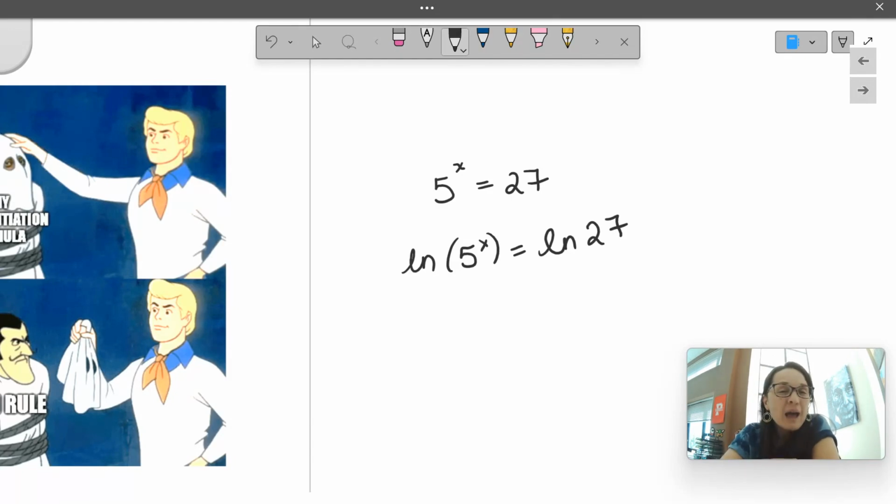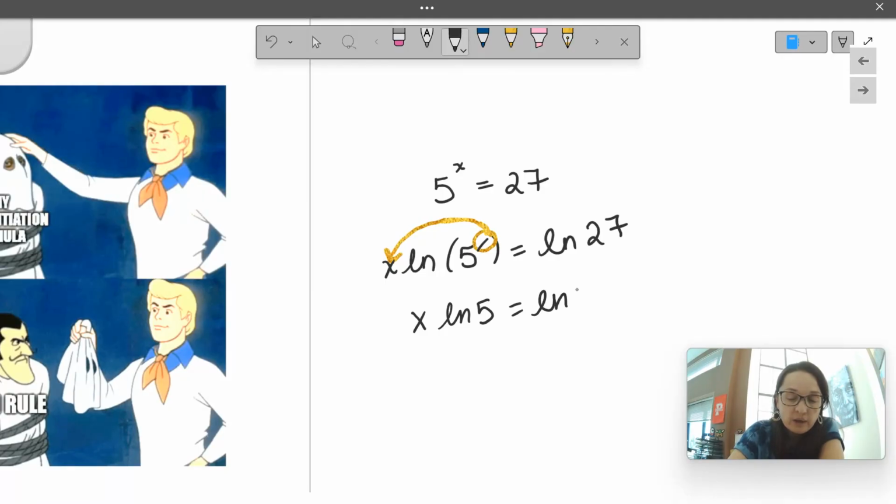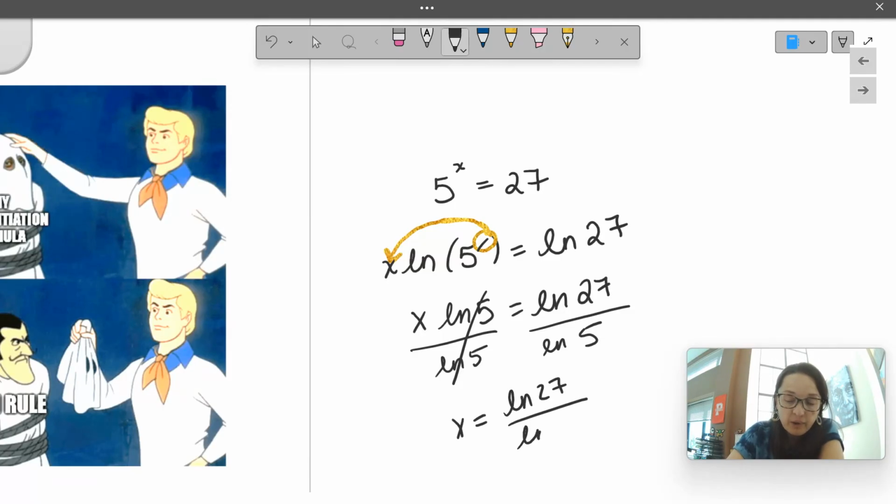Why? Because now I can use the shooting star rule for logarithms that says if you are taking the log of something raised to a power, that power can come down in front. I call it shooting star. So this can become x ln 5 equals ln 27. And then if I want to solve for x, I can divide by ln 5 and get x equals ln 27 divided by ln 5.